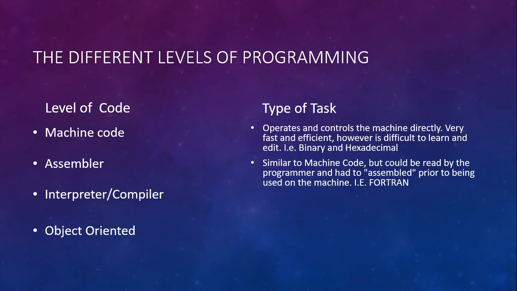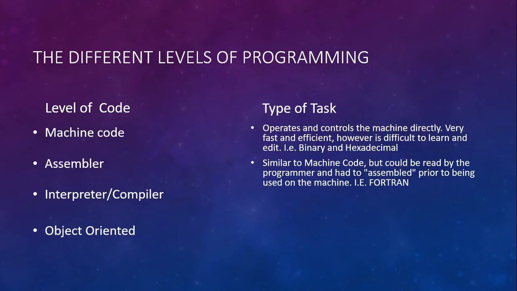Now, the reason why it's called assembler is because it has to be assembled, so the machine has to pretty much take it and put it all together, instruction by instruction, prior to it being used on the machine. A good example is Fortran. If anyone has ever looked at these kinds of languages, they're very basic in their instructions. You'll have really simple commands in there.